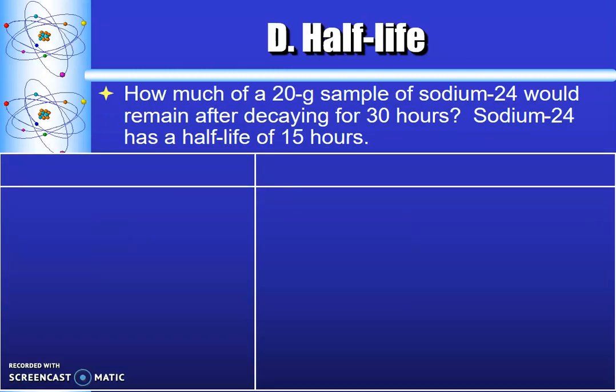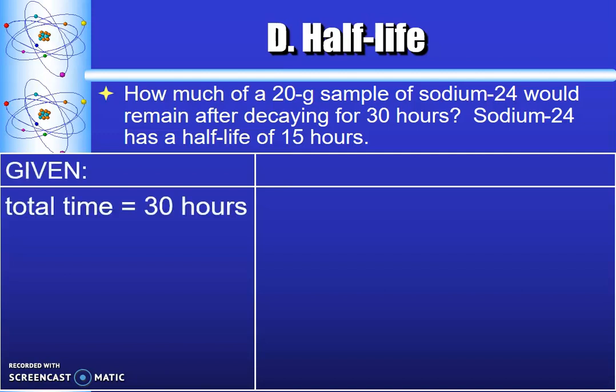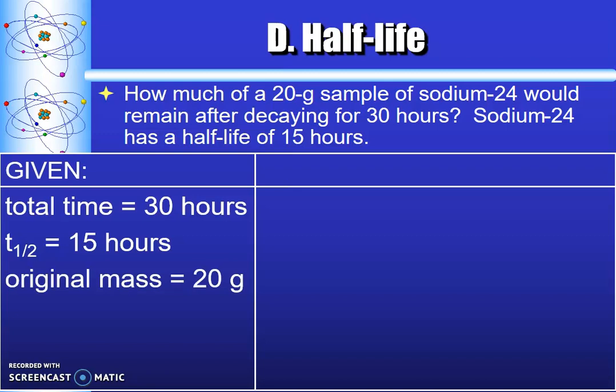So how do we calculate half-life? Here's an example problem. How much of a 20-gram sample of sodium-24 would remain after decaying for 30 hours if sodium-24 has a half-life of 15 hours? All right, let's analyze our problem and see what we know. Okay, so we know that we're going to decay for a total time of 30 hours. We know that one half-life is 15 hours. And we know that our original sample mass was 20 grams.